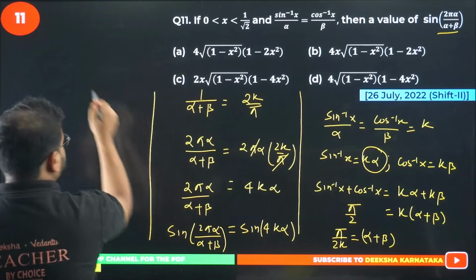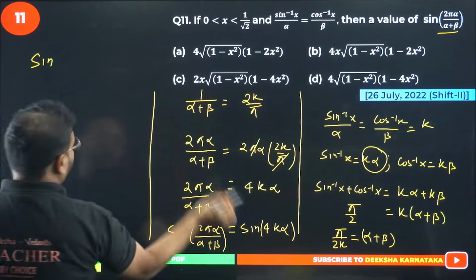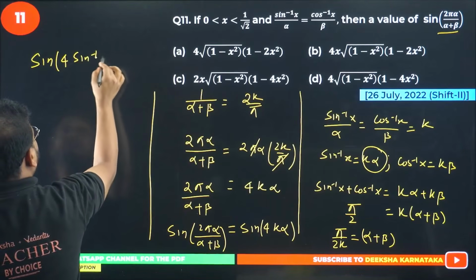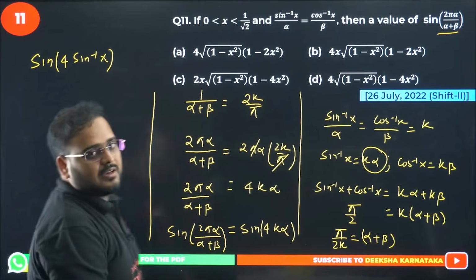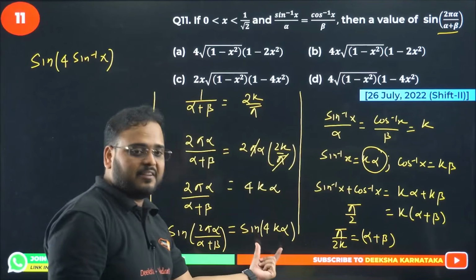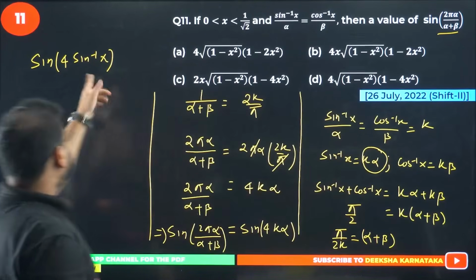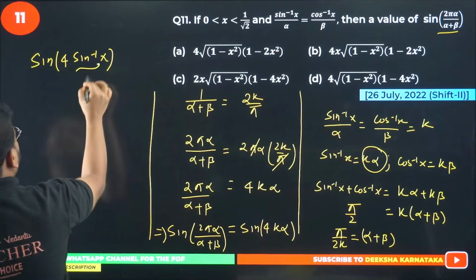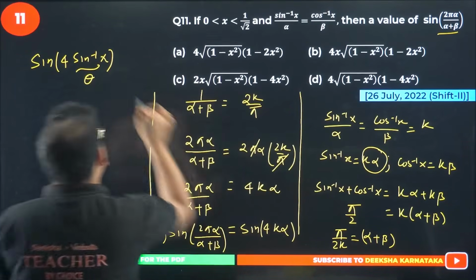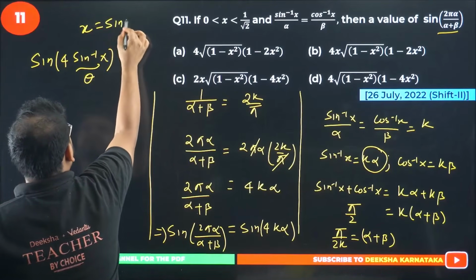Last few steps. So we have sine of 4k alpha equals basically sine of 4 sine inverse of x. Check this out. I want to find this value, but that is equal to sine 4k alpha, and k alpha equals sine inverse of x. Now if I take this value as theta, it means my x value will become sine theta.